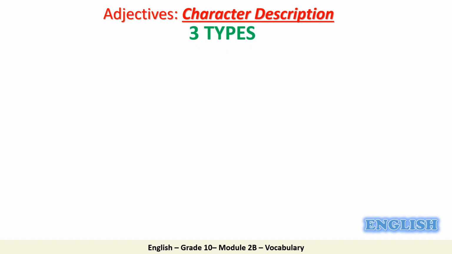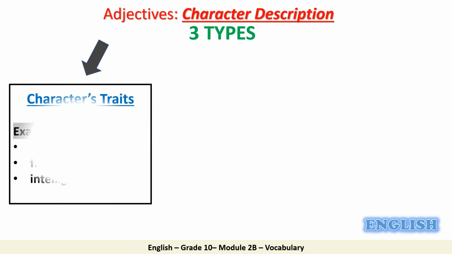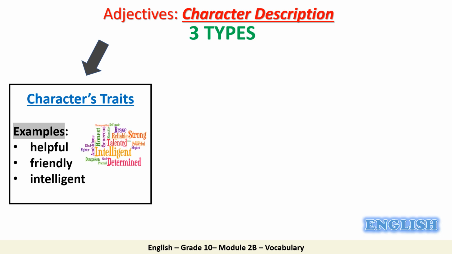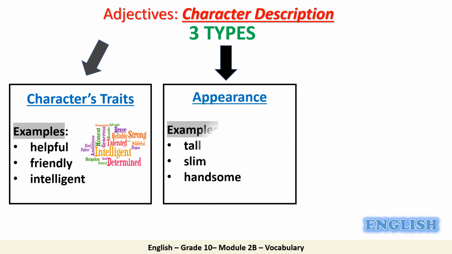To understand the three types of descriptions more, let us share some examples on each type. Firstly, in order to describe someone's character, we can say, for example, he is helpful, friendly, intelligent. Moreover, to describe someone's appearance or the way he looks, we can say, for example, he is tall, slim, handsome.